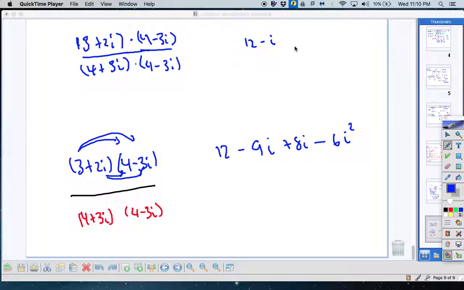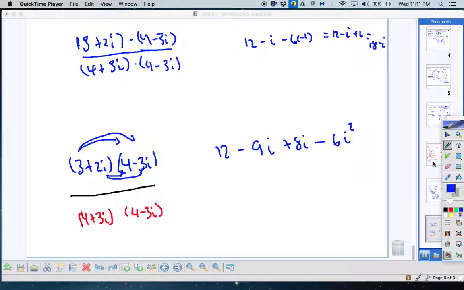And then we got minus 6i squared. And of course, i squared is negative 1. So negative 6 times negative 1 is going to be positive 6. So this is the same as 12 minus i plus 6, which is going to equal 12 plus 6 is going to be 18 minus i.